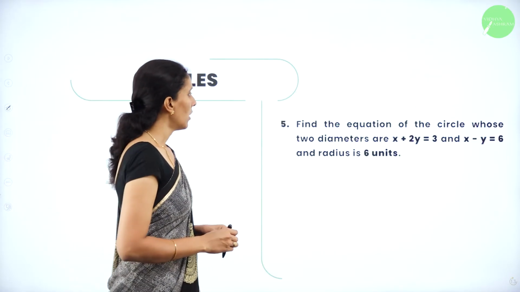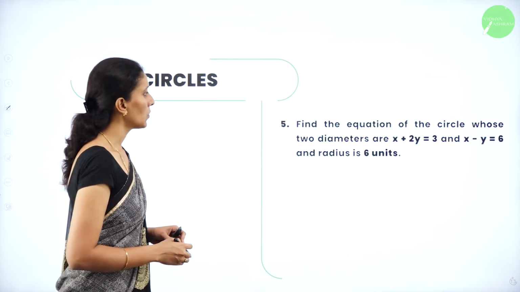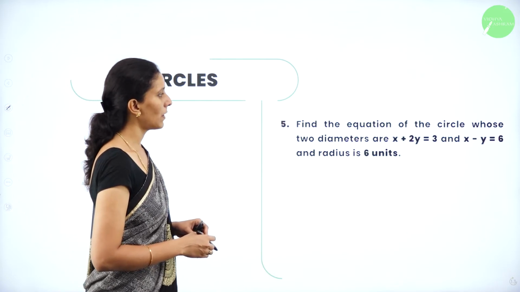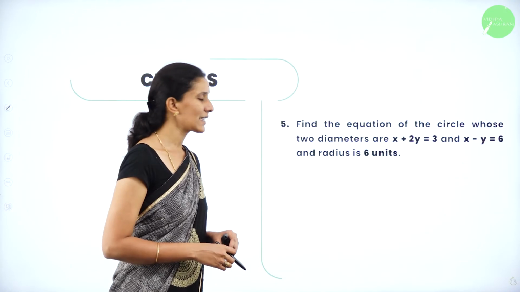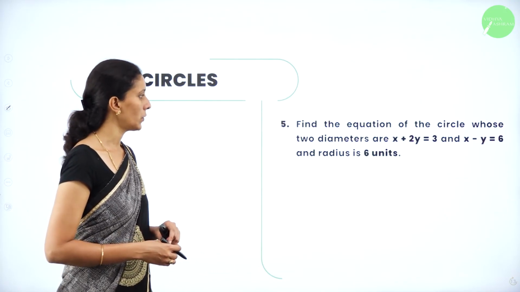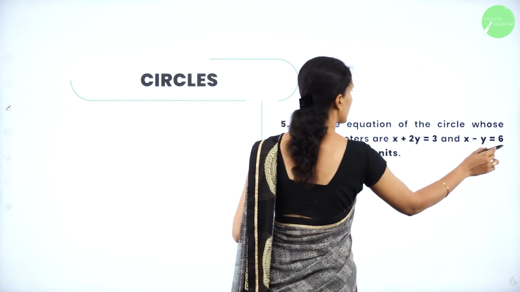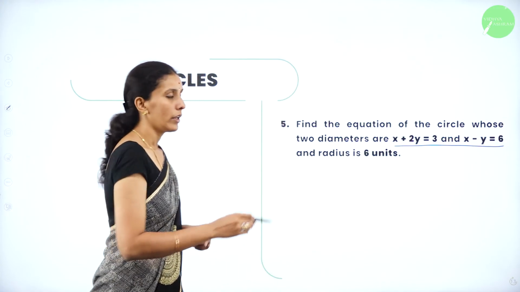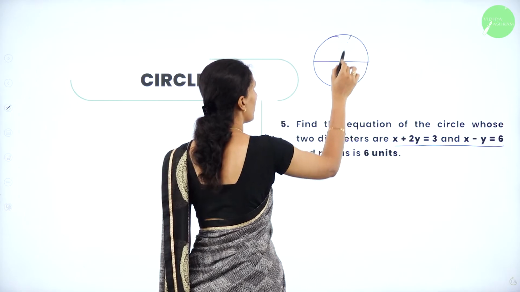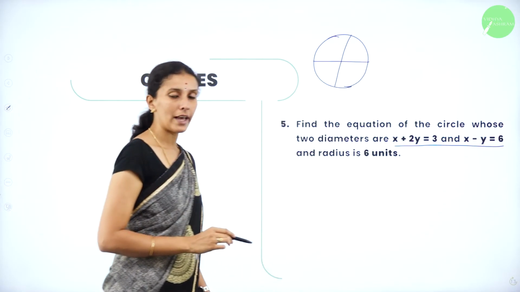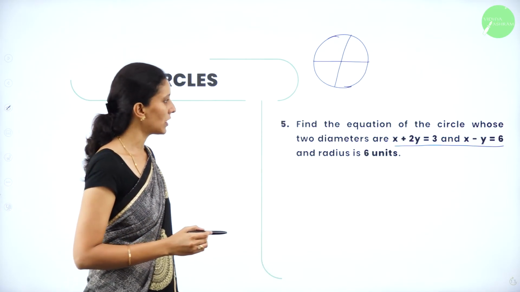Next question. Find the equation of the circle whose two diameters are x plus 2y is equal to 3 and x minus y is equal to 6 and radius is 6 units. So we have two diameters here. So if this is the circle, we have two diameters. The intersection of the diameters is nothing but the center of the circle.